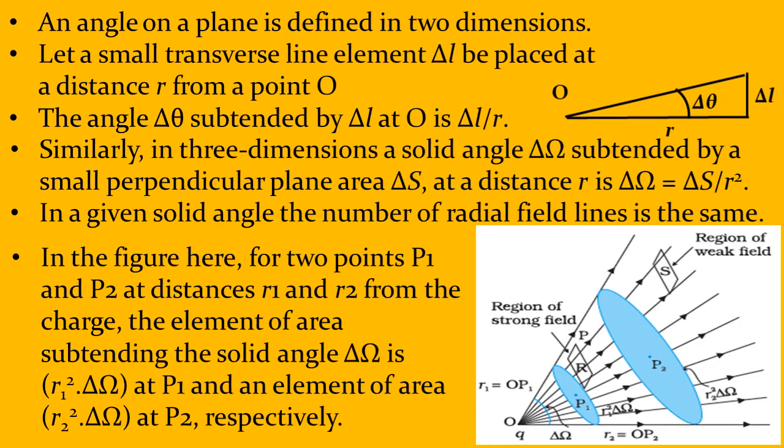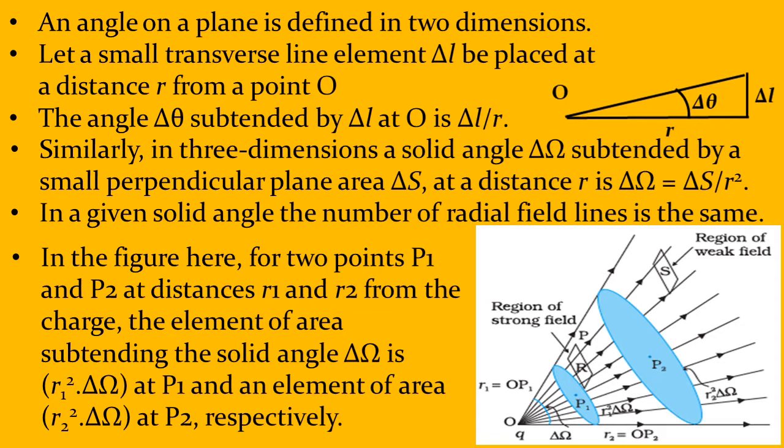Now in a given solid angle, the number of radial lines remains the same. Now look here, I have a solid angle here. This is our ice cream cone. Now the number of lines passing through this place and the number of lines passing through this place is the same. So given a solid angle, the number of radial field lines passing through it is the same.